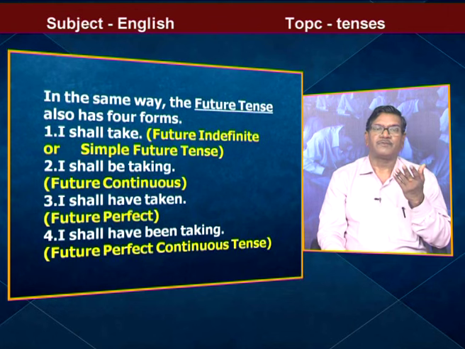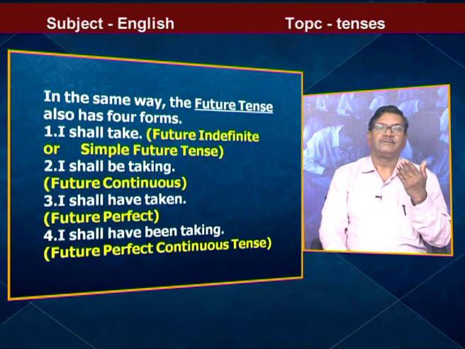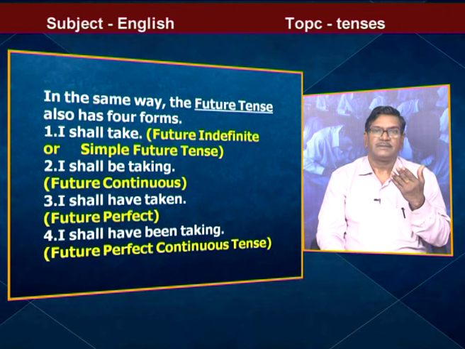For I and we, first person pronouns, shall is the helping verb when we express the sentence in future indefinite or simple future tense. I shall be taking, future continuous. Again, you will be taking, he will be taking, she will be taking, like that. For I and we, shall is the helping verb. And for all other things, you, second person, he, she, it, they, third person, for all the second and third person pronouns and other things, we have to use will.